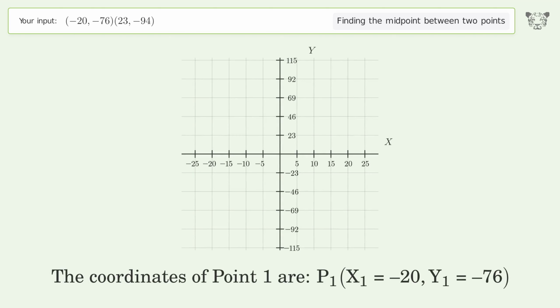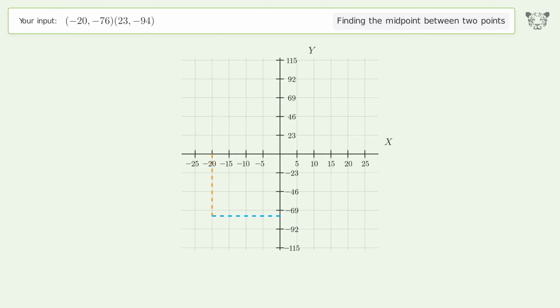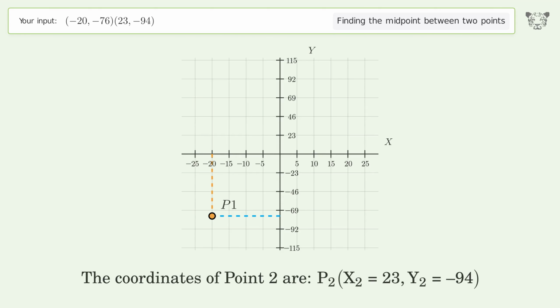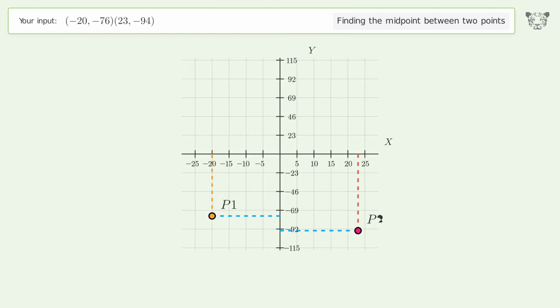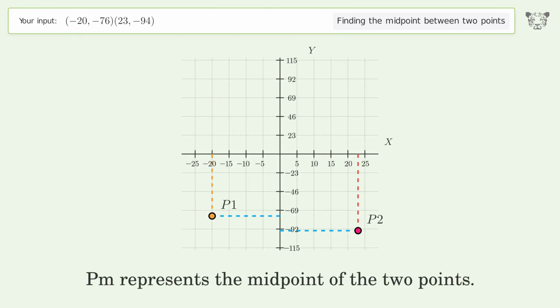The coordinates of point 1 are, x1 equals -20, y1 equals -76. The coordinates of point 2 are, x2 equals 23, y2 equals -94. PM represents the midpoint of the 2 points.